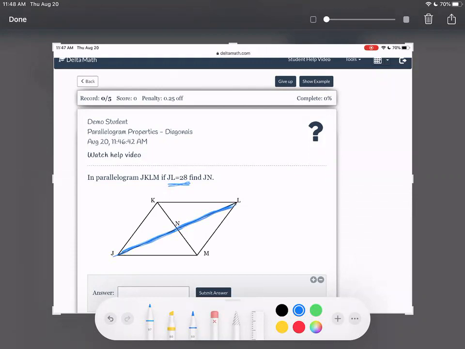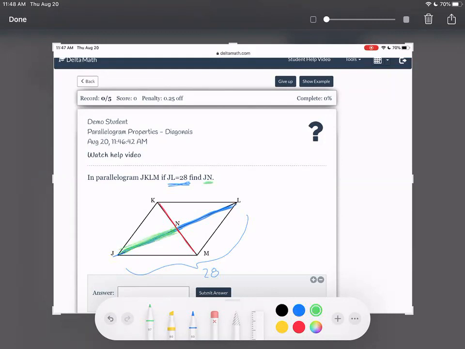So if you remember, okay, you probably don't remember them right now, but I'll tell you to remember that your diagonals bisect each other. That means they cut each other in half. So this other diagonal that I'll draw in red cuts the blue line in half. We were told that JL, the long blue line, is in total 28. But we're also told that the red line cuts it in half. So JN, which is what we're being asked for, should be half of 28.